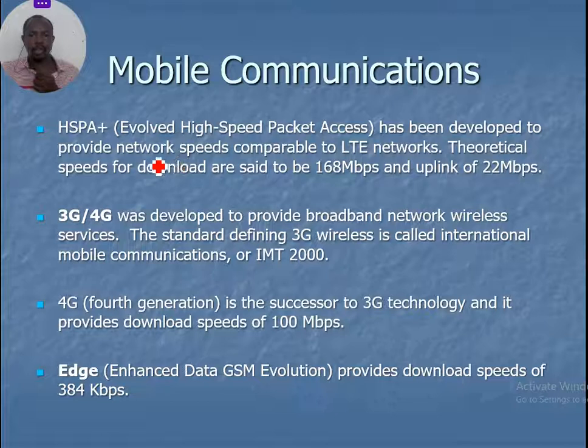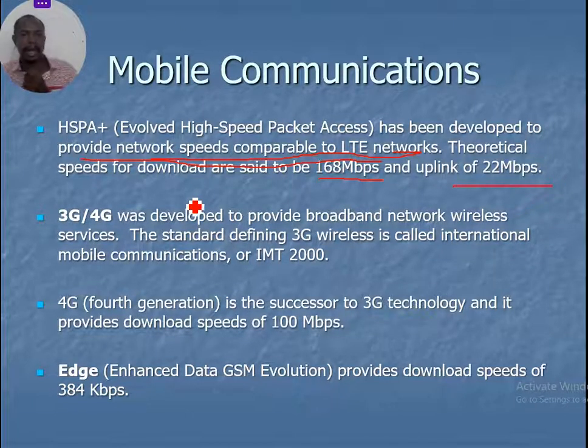Remember, LTE was designed with 4G. The HSPA, the evolved high-speed packet access, has been developed to provide network speeds that are comparable to LTE networks. Theoretical download speeds for this HSPA are said to be about 168 megabit per second, which is very high, and the uplink about 22 megabit per second.